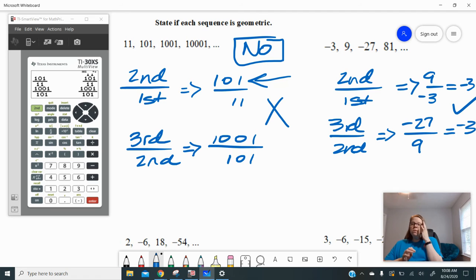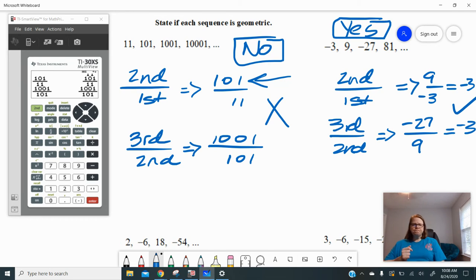Now, if you know that your teacher can be very tricky about things, then you need to go ahead and divide 81 by -27 and make sure it's -3. Like, you need to keep going. Typically, though, if you already know it's a sequence, you're just trying to determine geometric. If you get the same thing the first 2 times, you're probably good to go. So this is a yes. If it had asked us to name the common ratio, it would be -3.